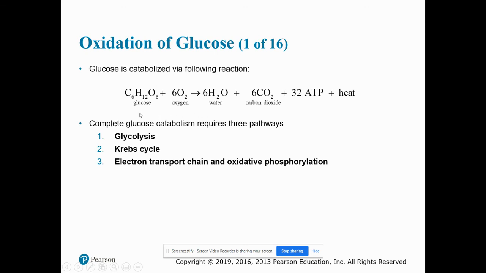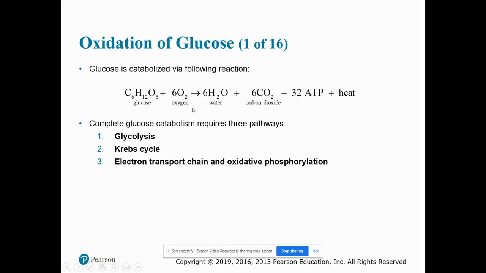So normally when we look at a reaction, which is what this is called, we have the reactants on this side of the arrow and the products on this side of the arrow. This means that glucose and oxygen are going to give us water, carbon dioxide, ATP, and heat.